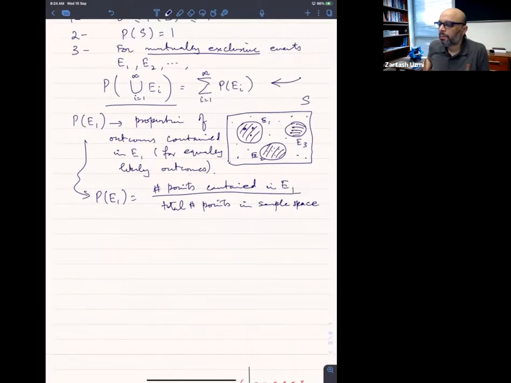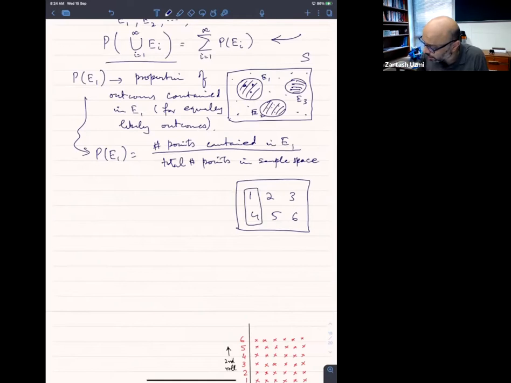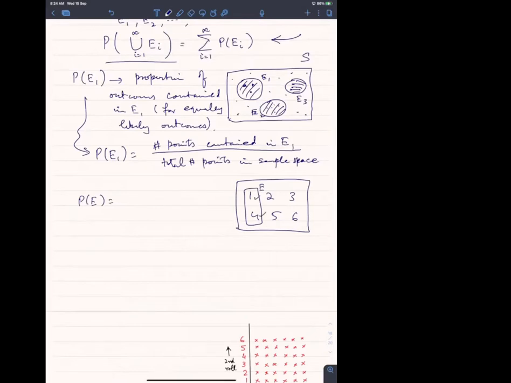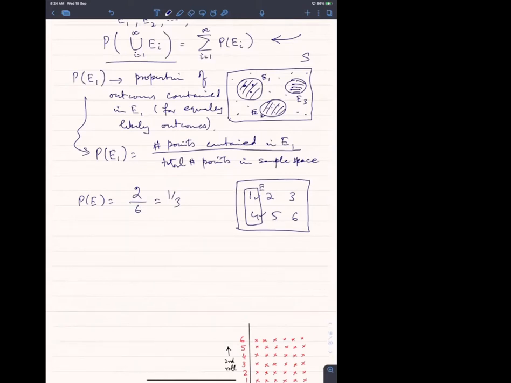So, for example, if I say you have rolled a die, and the outcomes of the die you rolled are 1, 2, 3, 4, 5, 6. I define a set, an event E. This is event E. If I ask you what is the probability of E, it would be equal to the number of points in E, which is how many? 1 plus 1, 2. 2 points in E divided by 1, 2, 3, 4, 5, 6 points, so 1 by 3. So the probability that you will get either a 1 or a 4 would be 1 over 3.